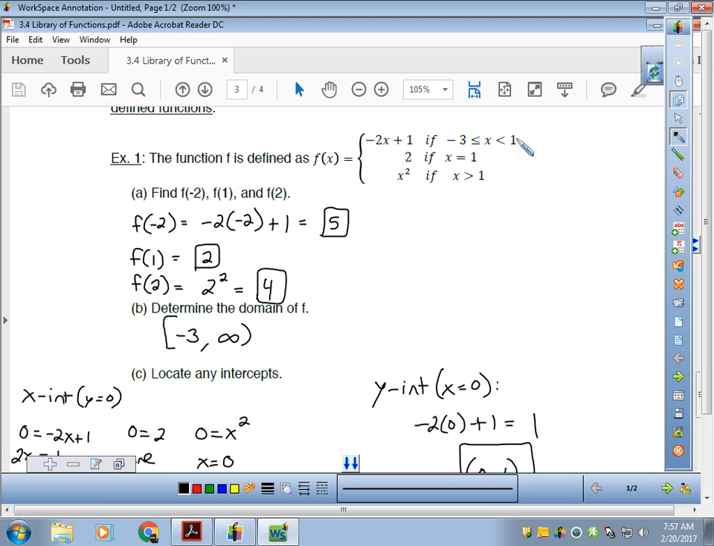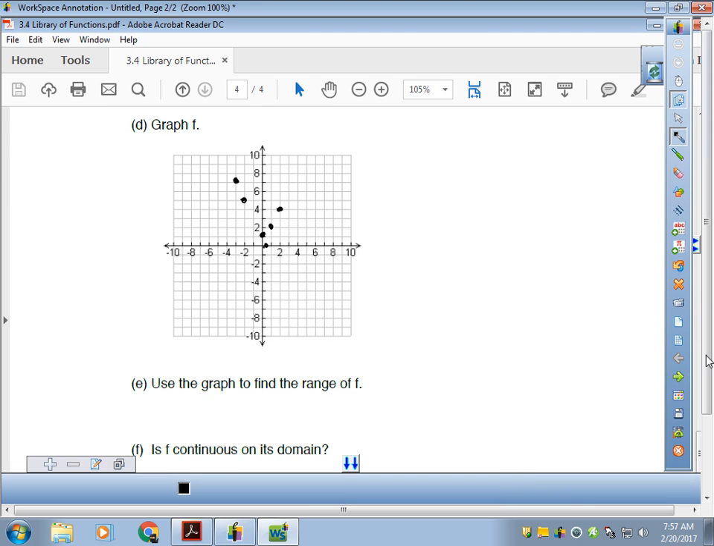Then I'd like to know what happens at the other end if I plug in 1. -2 times 1 is -2. -2 plus 1 is -1. Here's the thing, can I include 1? No, there's no equal to here. So what that means is when I go to plot this point at 1, instead of a filled-in circle, I'm going to do an open circle, a hole, basically. So at (1, -1), I'm going to put a hole right there.